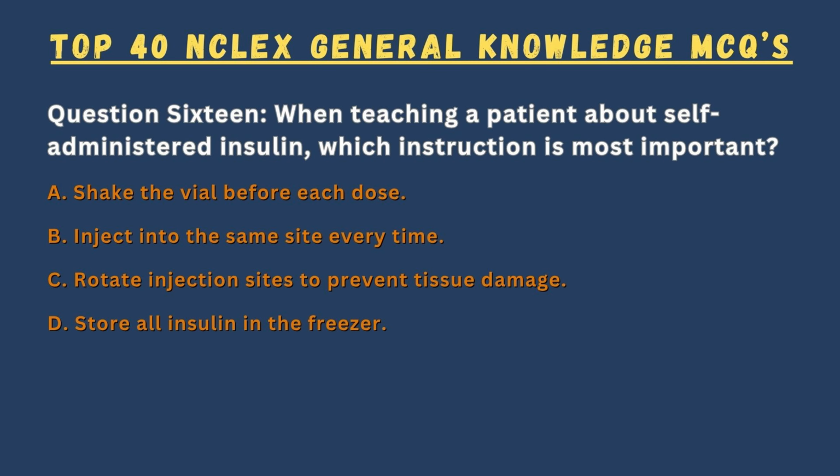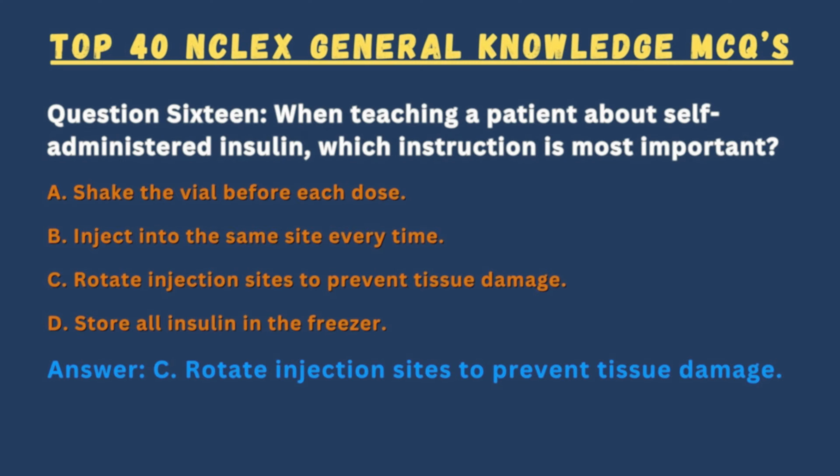Question 16. When teaching a patient about self-administered insulin, which instruction is most important? A. Shake the vial before each dose. B. Inject into the same site every time. C. Rotate injection sites to prevent tissue damage. D. Store all insulin in the freezer. Answer. C. Rotate injection sites to prevent tissue damage.